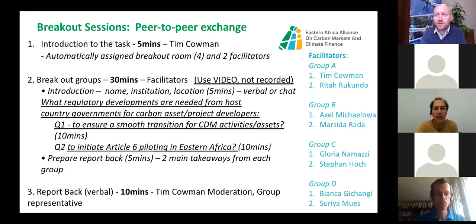Sorry, I was going to say as well, for those of you not familiar with Zoom, there is a function in the top right-hand corner which allows you to go to a gallery view, and you'll be able to see everybody in the room rather than just the person speaking.